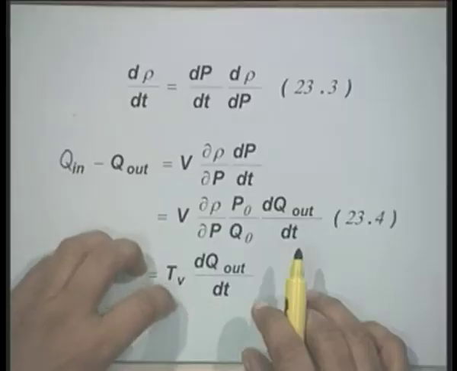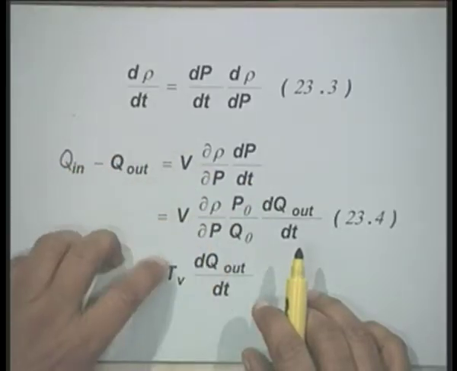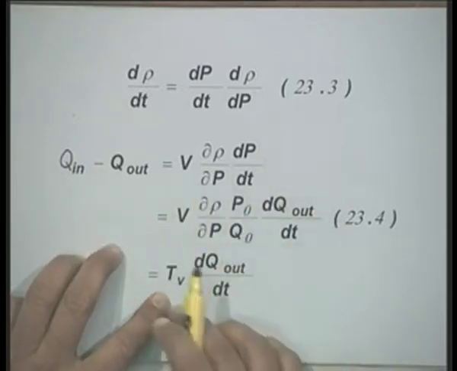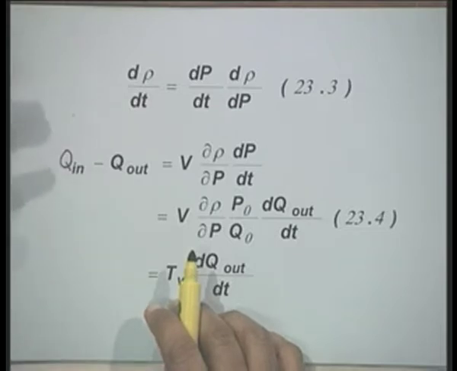That is how the density varies with the pressure. This is the rate of change of steam density with pressure. This is a known quantity, therefore, all these terms are known. PO is known, QO is known. Therefore, this coefficient will be represented by a constant TV, right, and ultimately we will see that this becomes the time constant of the vessel.